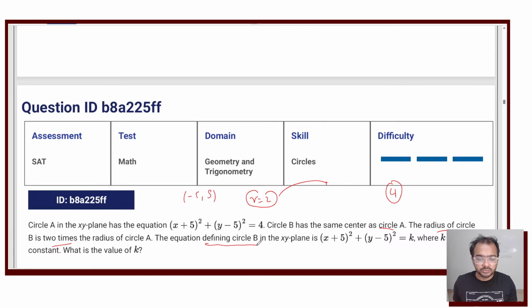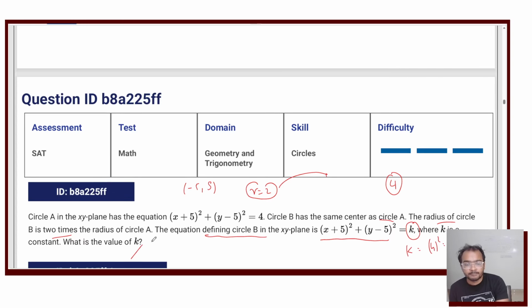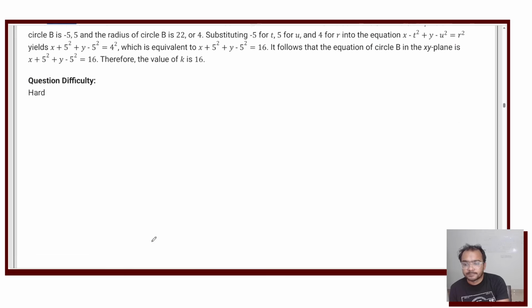And the equation of the new circle is given this way. What do we have on the other side? We have k. And what do we usually write? We write the square of the radius. We don't just write the radius, so don't make the silly error. Instead, you need to square this. So k will be the square of 4. Square of 4 will be 16. So the value of k will come out to be 16.